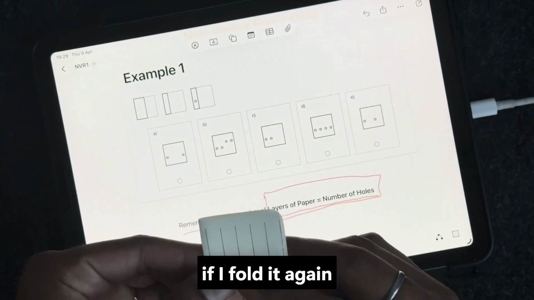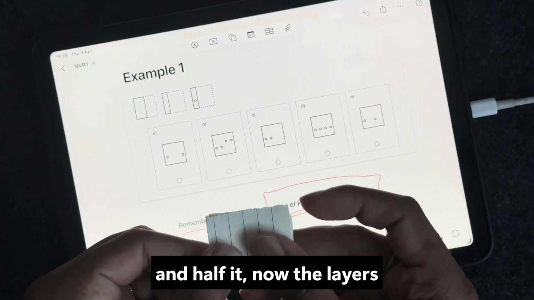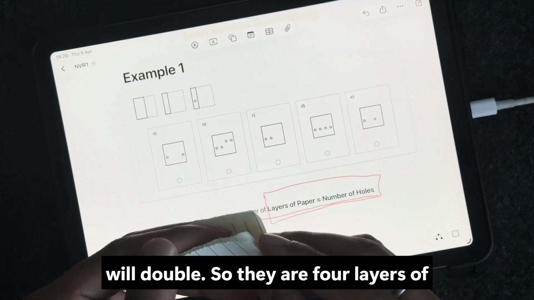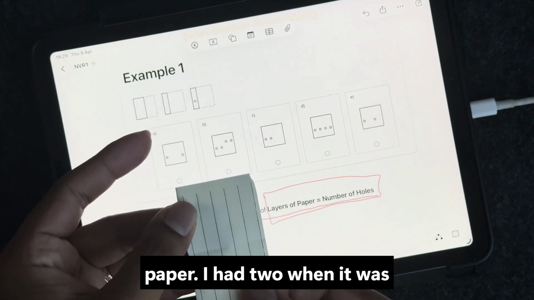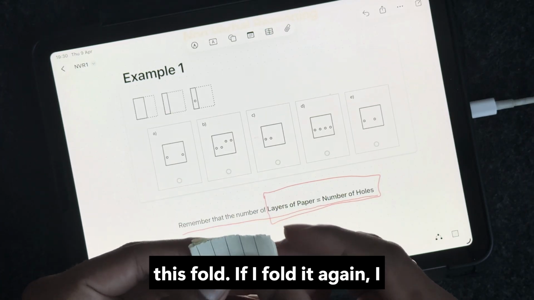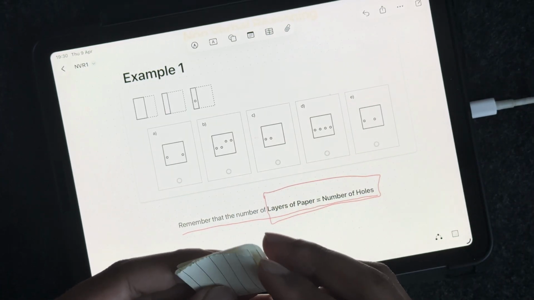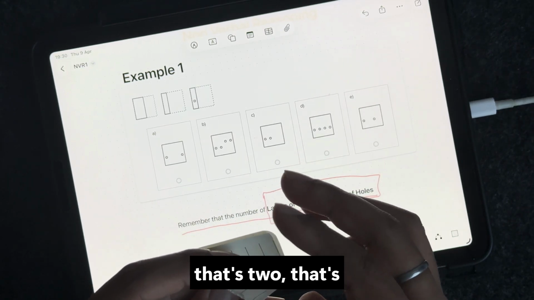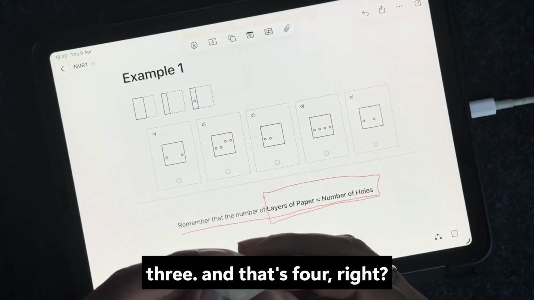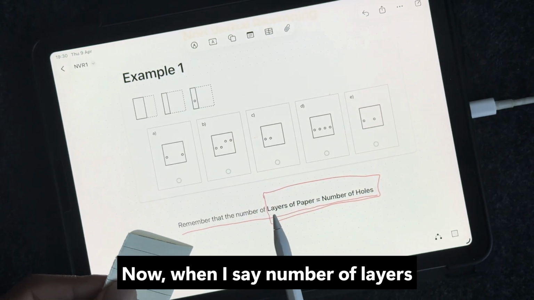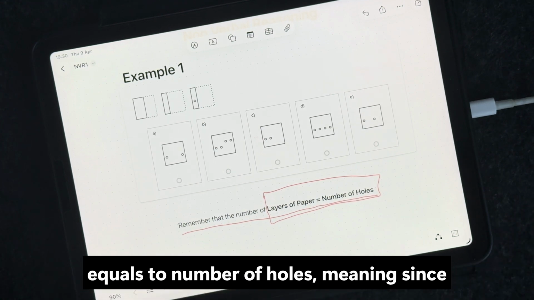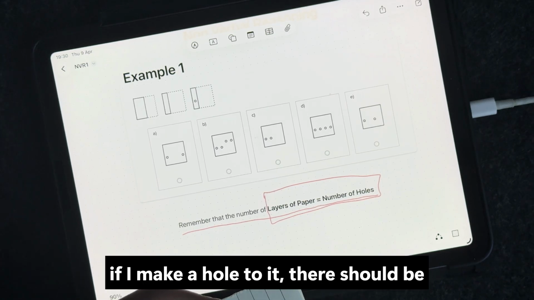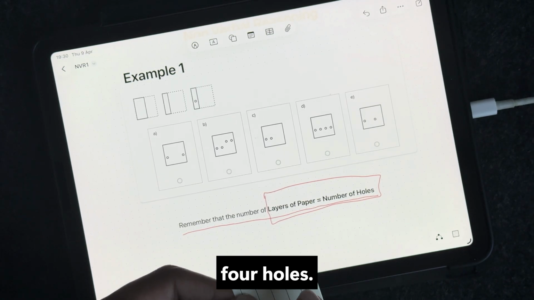Now if I fold it in half again, the layers double again. So there are 4 layers of paper. I had 2 at the first fold, and if I fold it again, I will have double the number of layers. That is 4. So that's 1, that's 2, that's 3, and that's 4, right? Now, number of layers equals number of holes, meaning since there are 4 layers here, if I make a hole in it, there should be 4 holes.